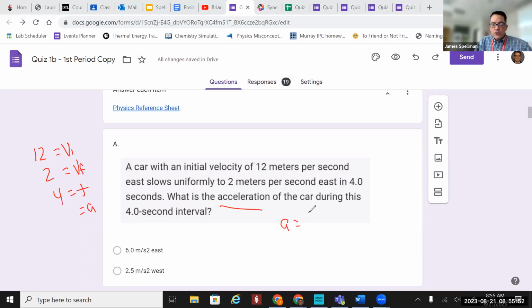Our formula for acceleration is change in velocity over time. If we plug everything in, our final velocity is 2. Our beginning velocity is 12. Our change in time is 4 seconds. So it's going to get us basically negative 10 over 4, which is negative 2.5.